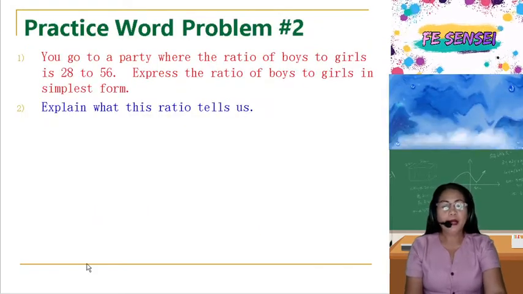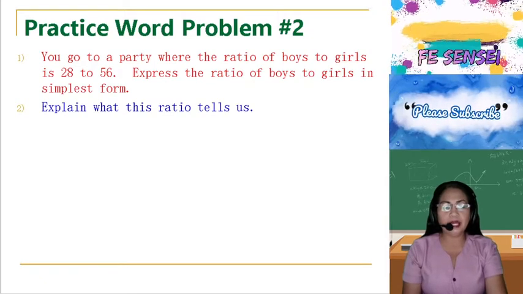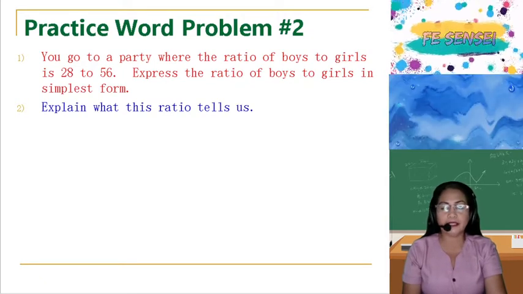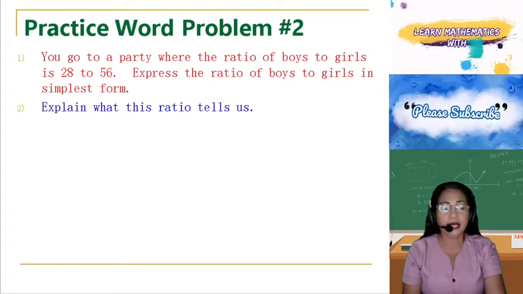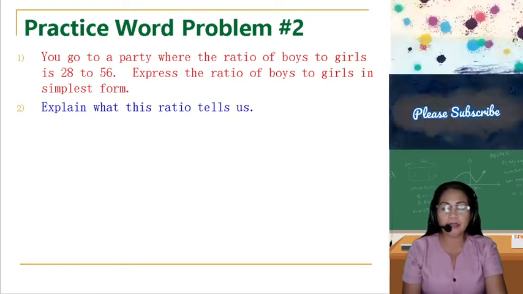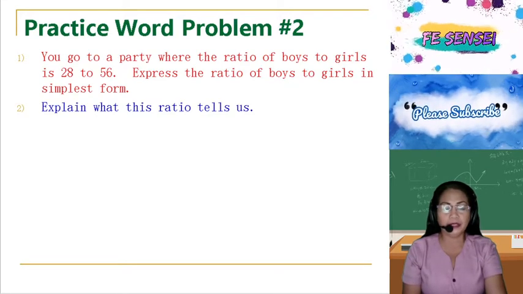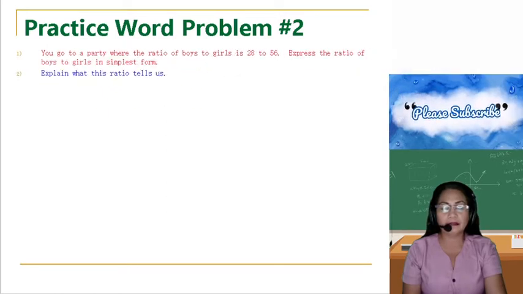Okay. Practice word problem number 2. You go to a party where the ratio of boys to girls is 28 to 56. Number 1, express the ratio of boys to girls in simplest form. Number 2, explain what this ratio tells us.